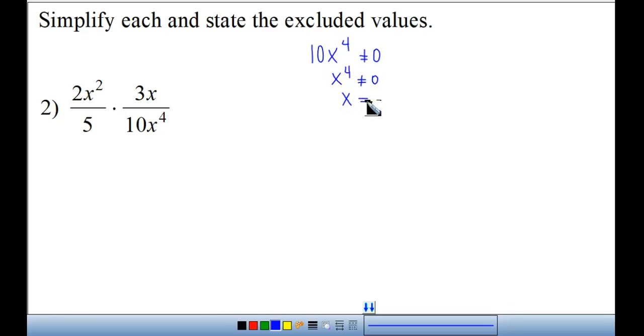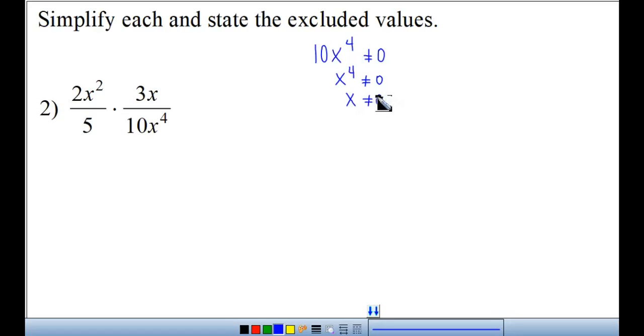X cannot equal 0. Now that we have determined our excluded value, let's go ahead and look for things that can cancel. I can see that 2 will divide into 2 one time and into 10 5 times. I don't see any other numbers that can cancel or reduce, so now I'll focus on my variables.